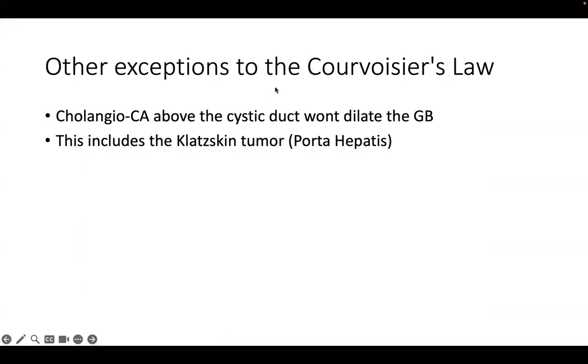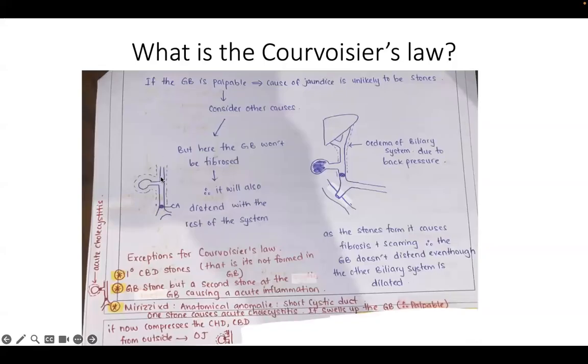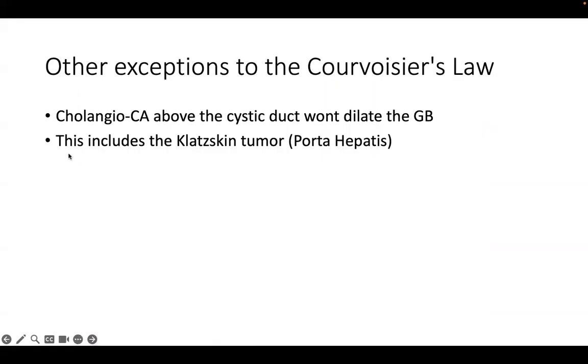So another exception to the law is a cholangiocarcinoma that is above the cystic duct, which won't really dilate the gallbladder. So what happens here is the obstruction is here. When the obstruction is at this point, it will dilate above the obstruction, so the gallbladder will be spared. This is known as the Klatskin tumor. Or rather, this concept includes the Klatskin tumor.